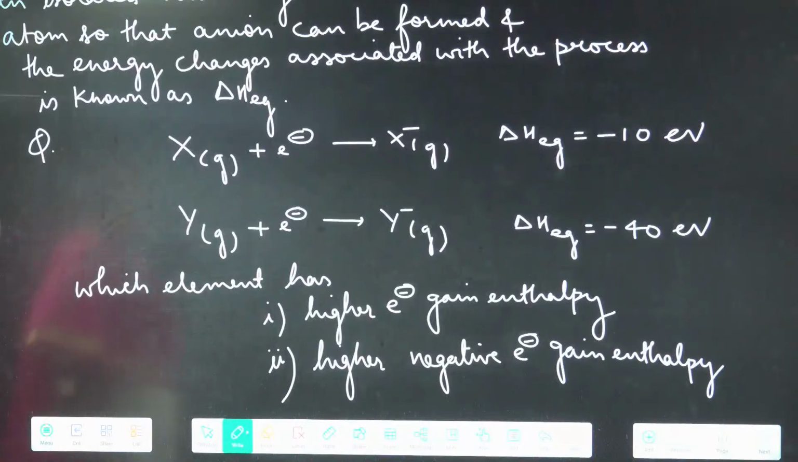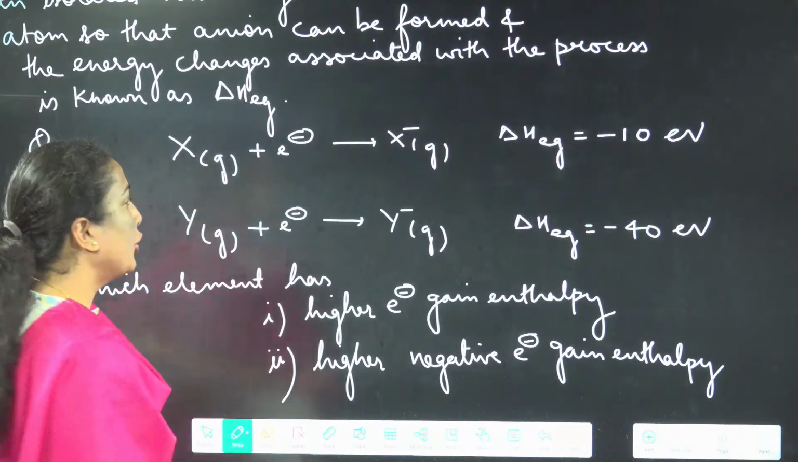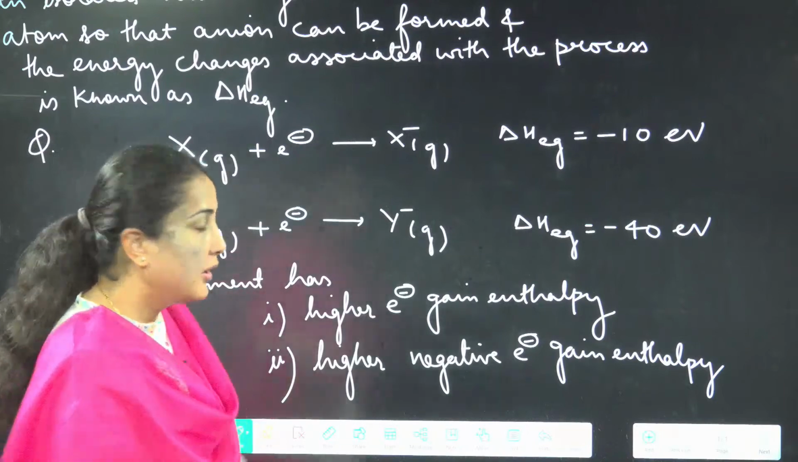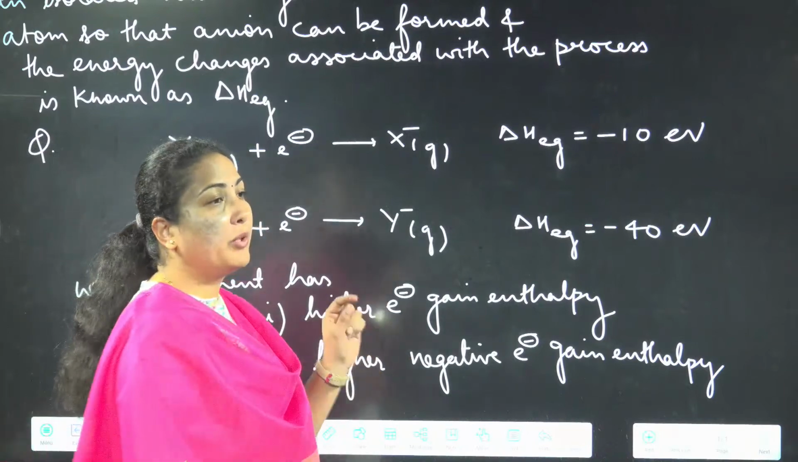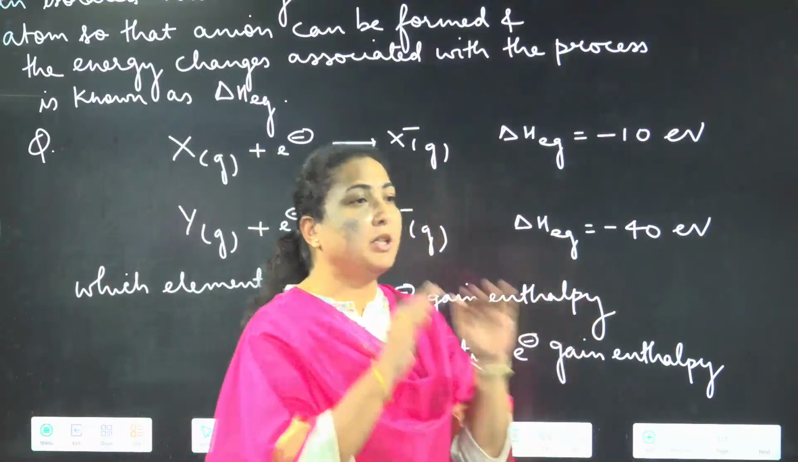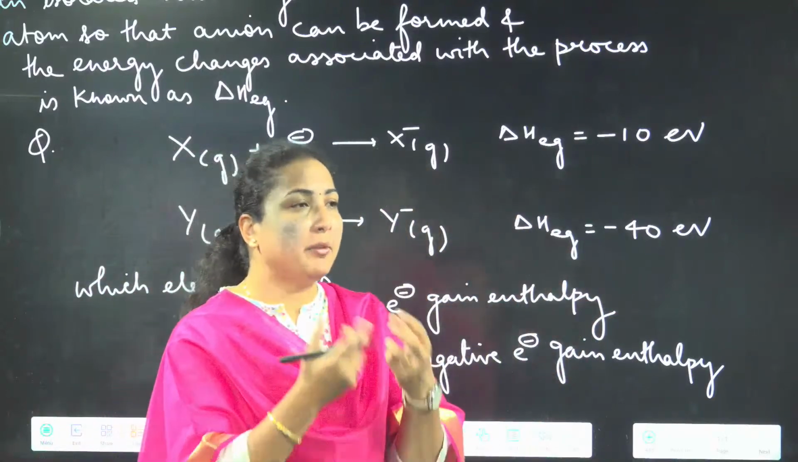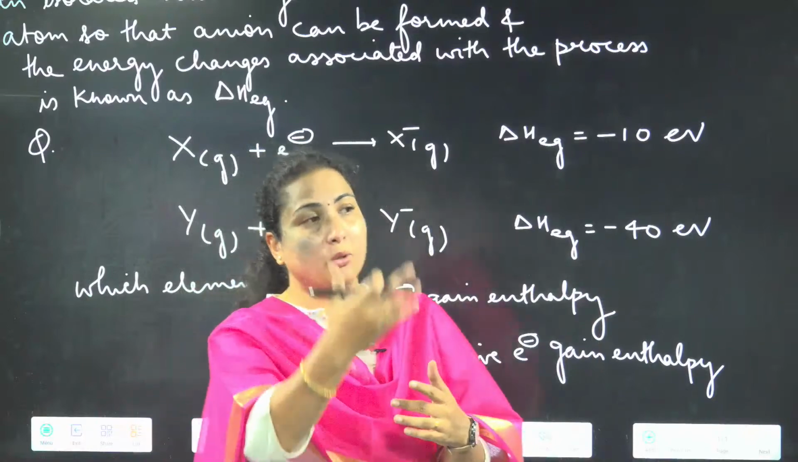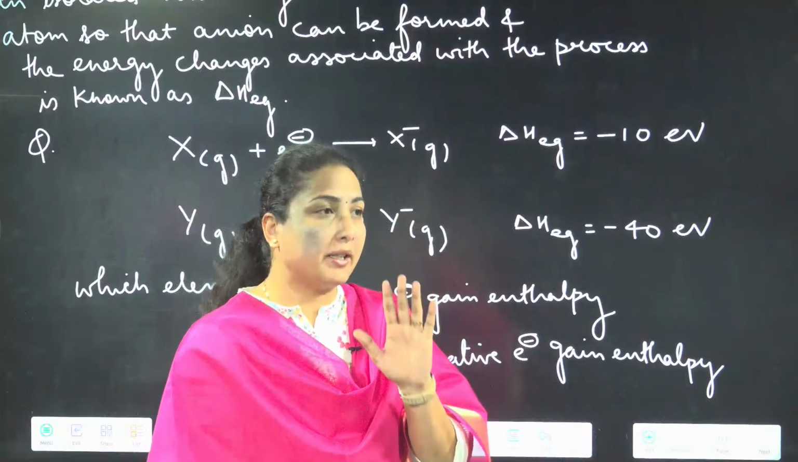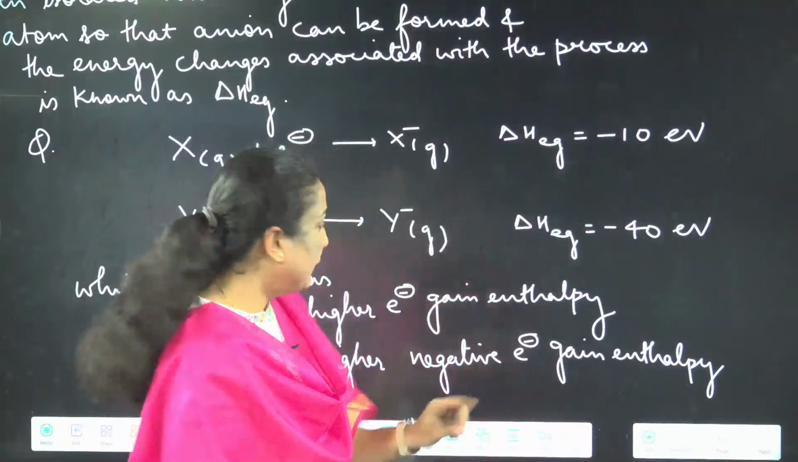So the answer according to you, the majority of you might say, is minus 10, which I'm able to see, right? But when I'm asking about electron gain enthalpy, you just have to see which particular atom is able to accept the electron and release more amount of energy, right? So you just have to look at the magnitude here for electron gain enthalpy.